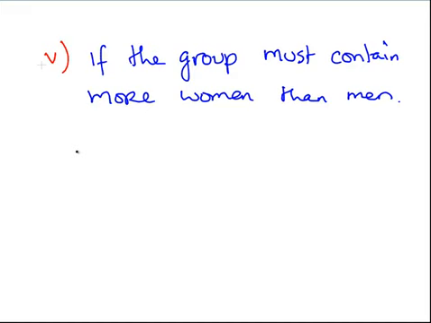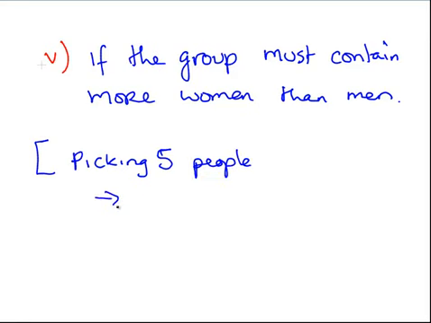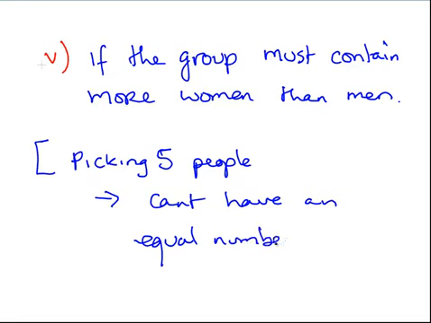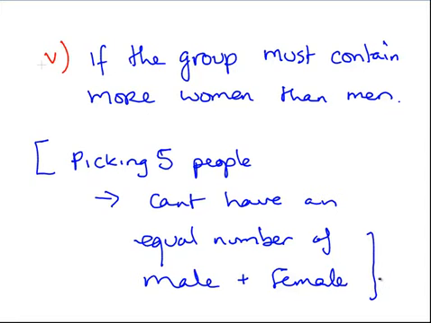Okay. One thing to remark is that we're picking 5 people, and that means we can't have an equal number of male and female. You think, why is that important? Because you can either have more women or you can have more men, and there is only one way you can have more men.